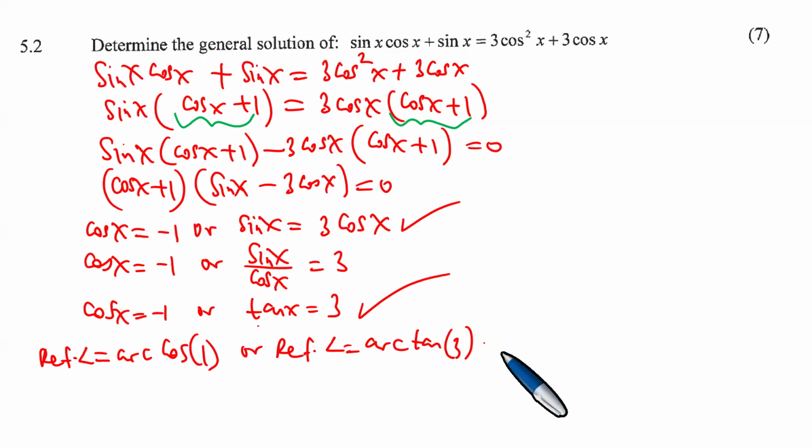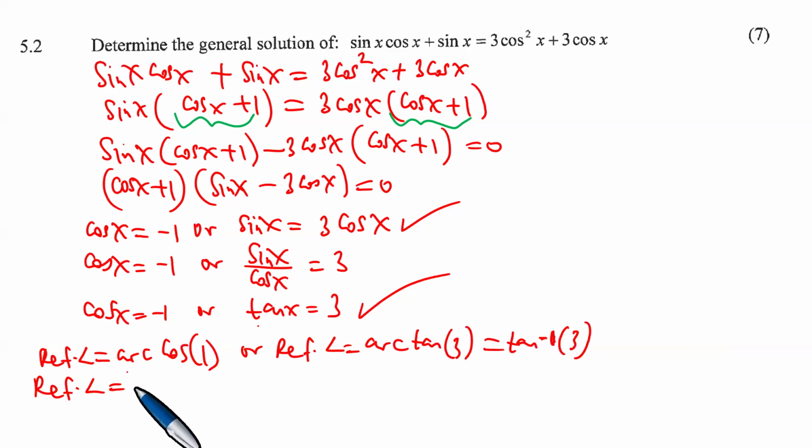Okay, I'm writing the arctangent like this, but it can also be written this way with the exponent minus 1 there. This is called the arc function. Now this is the reference angle. What is arc cosine when it's 0 degrees? Okay, and therefore here you have the reference angle.